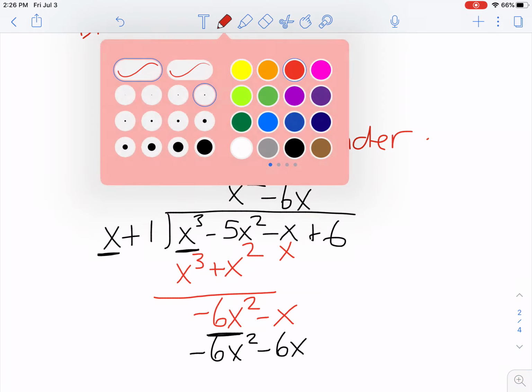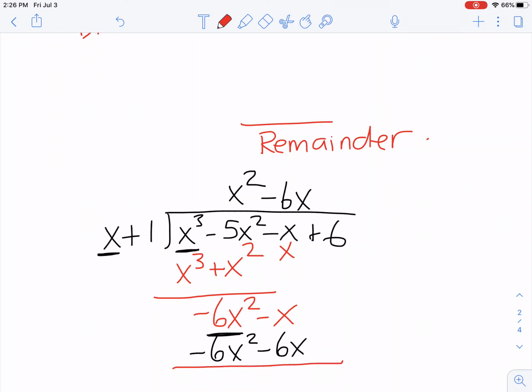And then I need to subtract. And if I'm doing this correctly, I should notice that the higher powered term is canceling and it's making 0. So negative 6x squared subtract negative 6x squared is 0x squared. Negative 1x subtract negative 6x, that becomes plus 6x. So we're going to end up with 5x down here. Okay. And then we are going to bring down the positive 6, and the whole process is going to start again.